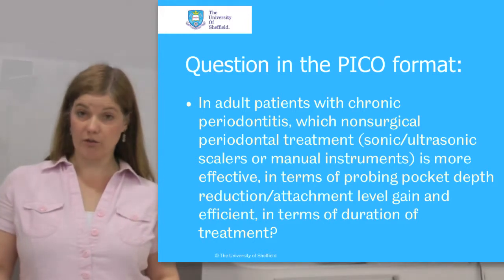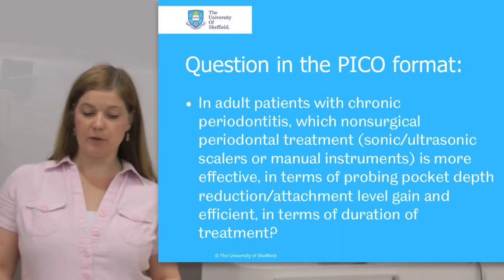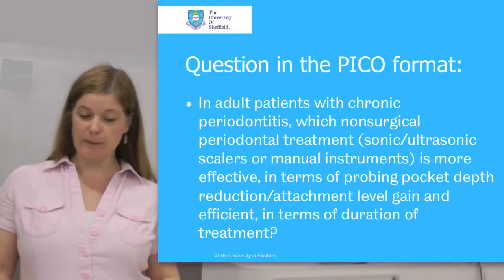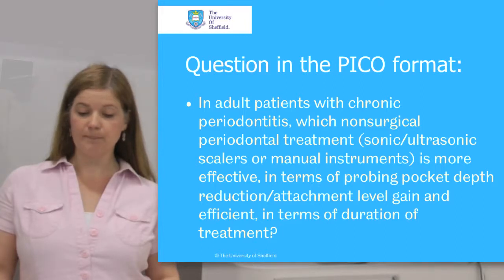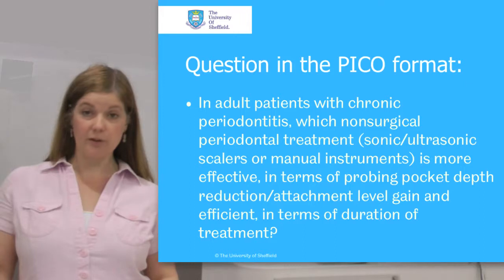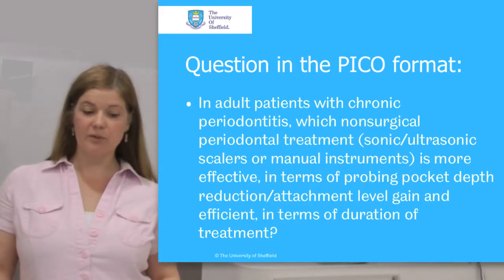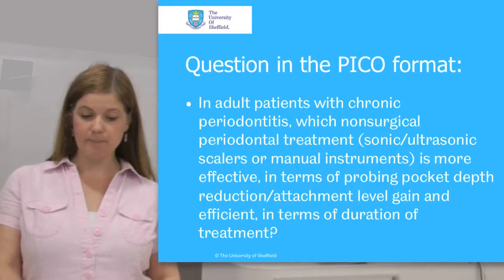So this is the question in that PICO format. In adult patients with chronic periodontitis, which non-surgical periodontal treatment, so sonic or ultrasonic scalers or manual instruments, is more effective in terms of probing pocket depth reduction, attachment level gain, and efficient in terms of the duration of the treatment? So you can see there that the question has become very specific in terms of what it's asking, what the population is, what we're testing, and what the outcomes will be.